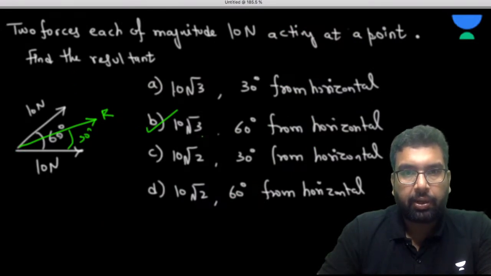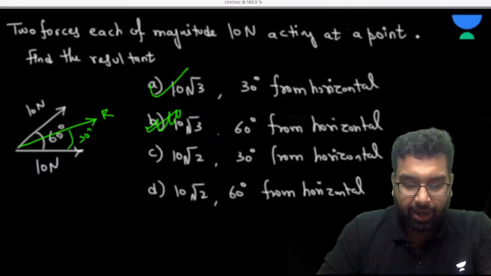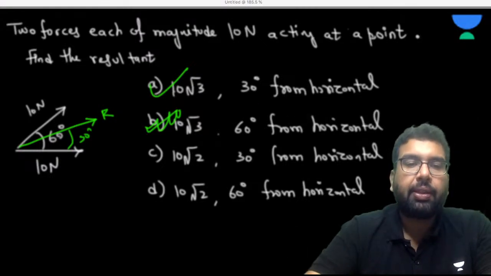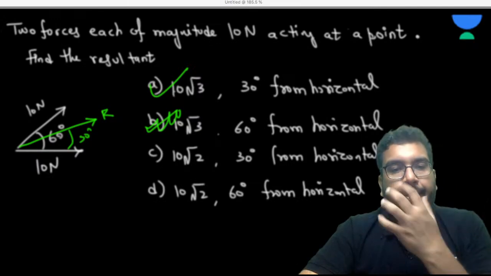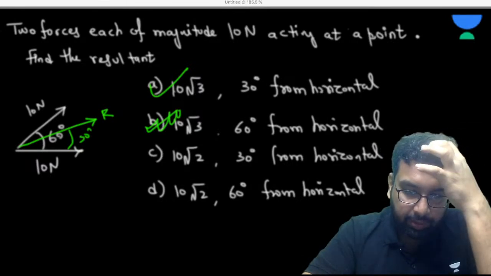So it is going to be 10 root 3 at 30 degrees from the horizontal. I just marked this as B, but it was 30 degrees. Fine, beta? Now is it fine? Please answer me. A lot of questions are getting asked in this way. Okay, so you have made a silly mistake.